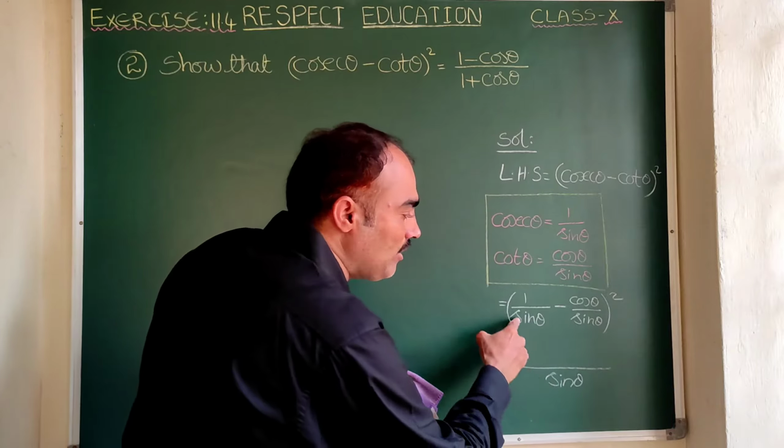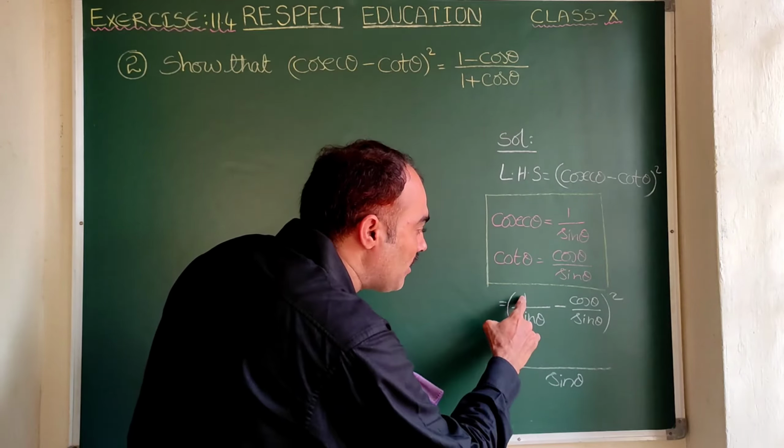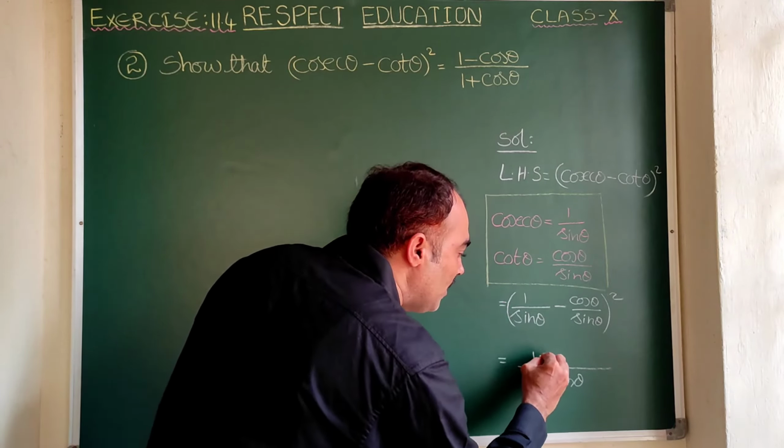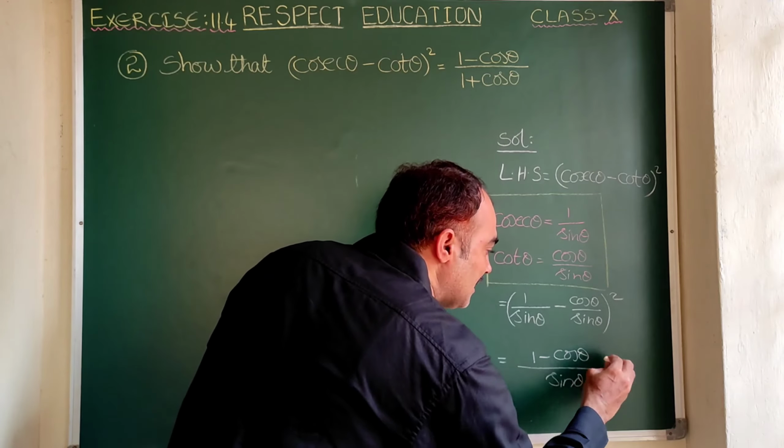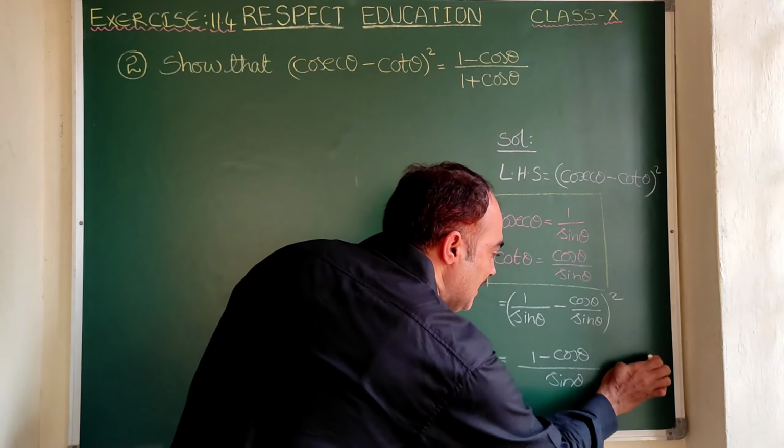Since the denominators are equal, we can write the numerator as it is. So here what will come? 1. So here also cos theta will come. Is it clear? Now whole square is there, so let us maintain the same. Till here any doubt?